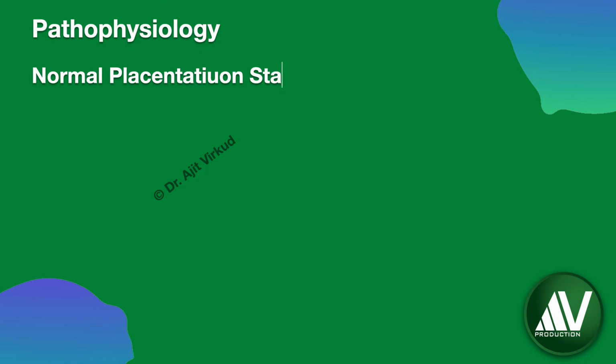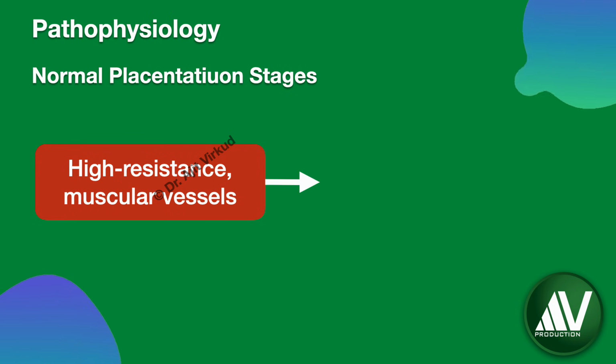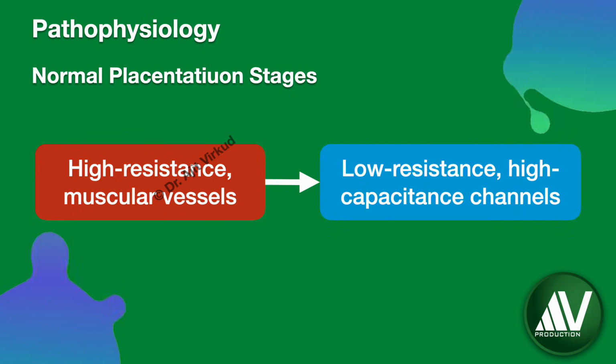To comprehend uterine artery Doppler, it is imperative to grasp the concept of placentation. This is how normal placentation occurs. Spiral arteries undergo transformation from high resistance muscular vessels to low resistance high capacitance channels. This transformation ensures continuous placental perfusion with minimal systolic and diastolic variation. This is achieved in two stages.